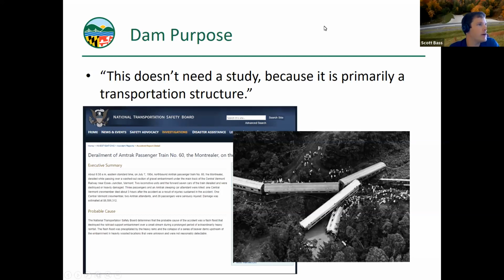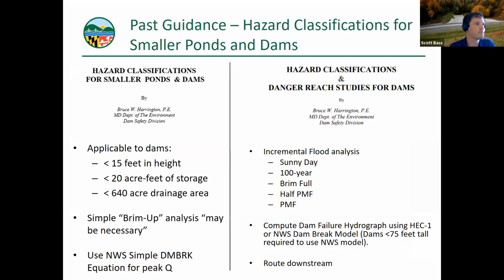Okay. Dam purpose. This doesn't need a study because it's primarily a transportation structure. Here's an example from the NTSB, National Transportation Safety Board, with an undersized culvert that was acting as a dam. Some upstream beaver dams actually breached, overwhelmed the culvert, and a few lives perished when this train derailed. Some of you might be familiar with this: the local jurisdiction says it's close to being a hazardous structure, and this gets kicked to the Dam Safety Division for further analysis.